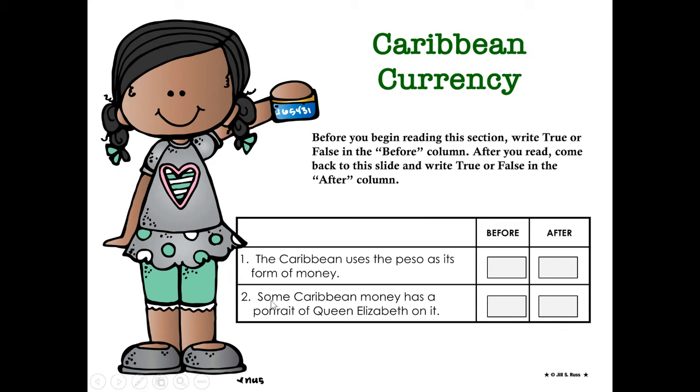Statement number 2 says some Caribbean money has a portrait of Queen Elizabeth on it. If you think that's true, put true. If you think it's false, write false. Some Caribbean money has a portrait of Queen Elizabeth on it.